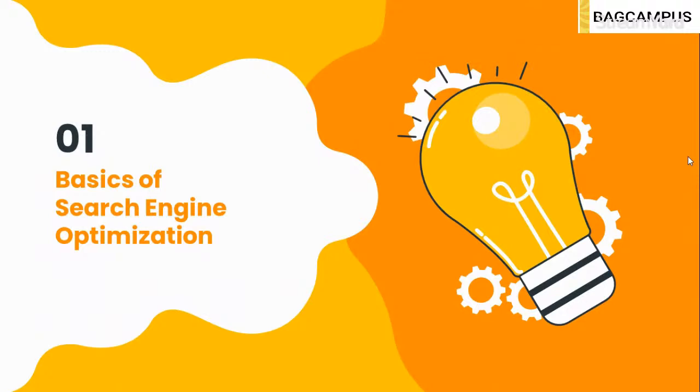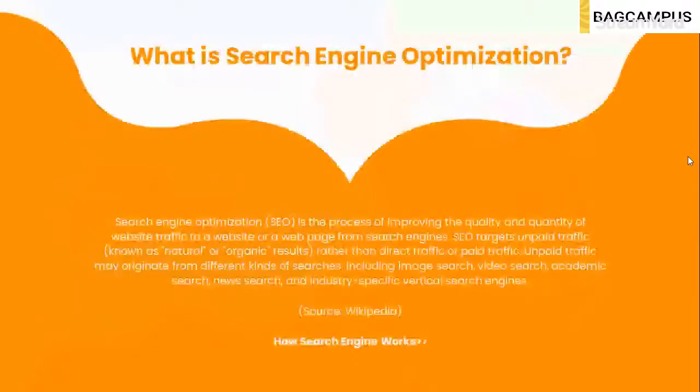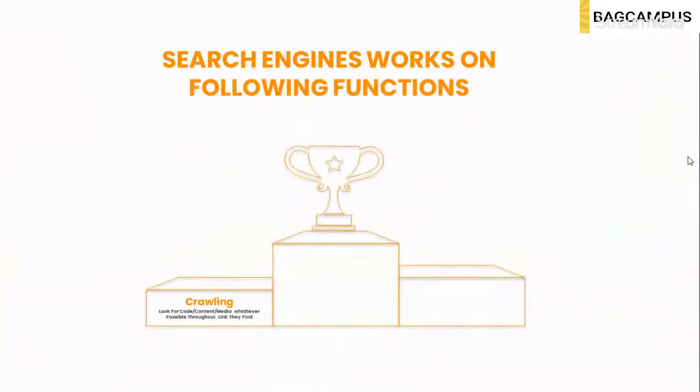So what we learned yesterday is the basics of search engine optimization. We went through the definition of search engine optimization, which is the process of improving the quality and quantity of website traffic to a website or a web page from search engines. So we discussed what SEO is. Then we discussed how a search engine works.